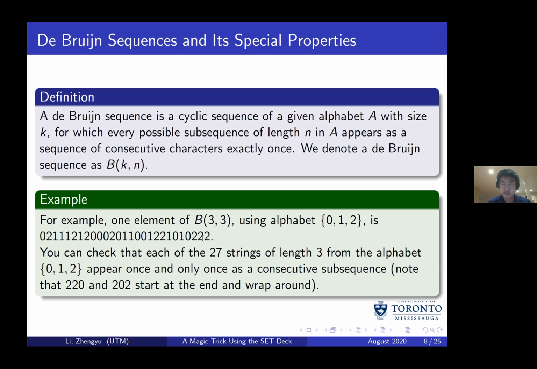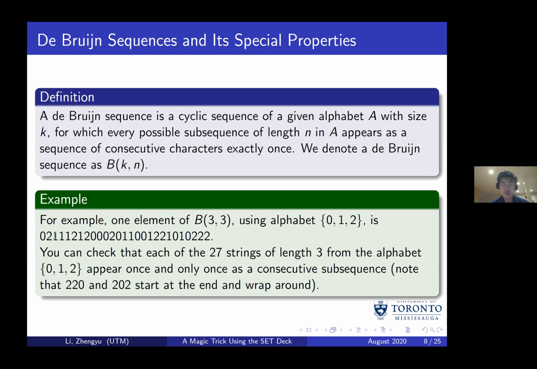So technically there's no start and end for the sequence. It's almost like it's going around like a circle. So you can find 2, 2, 0 by wrapping it around, and you can find 2, 0, 2 by wrapping it around as well. So that is an example of a de Bruijn sequence.